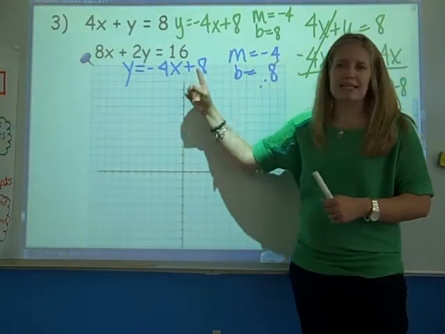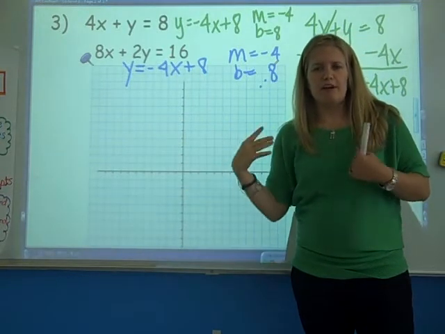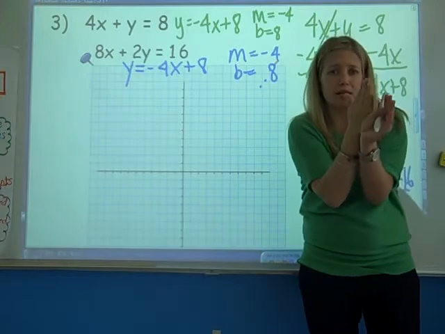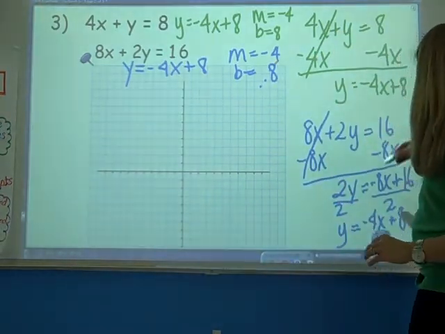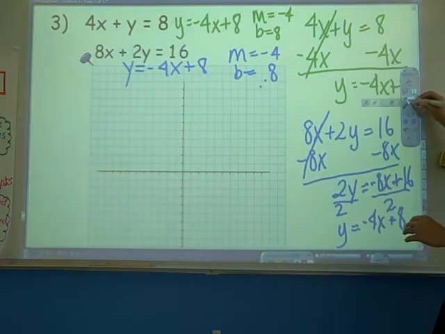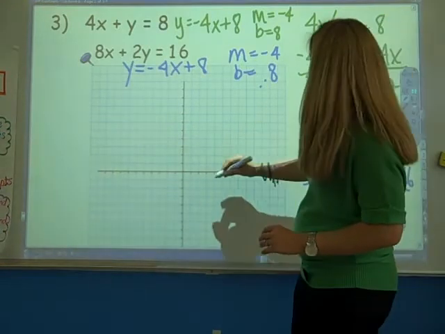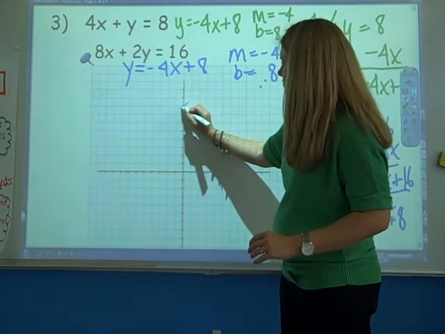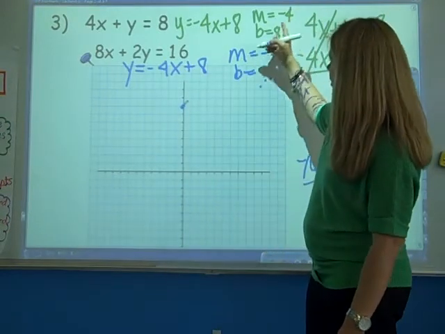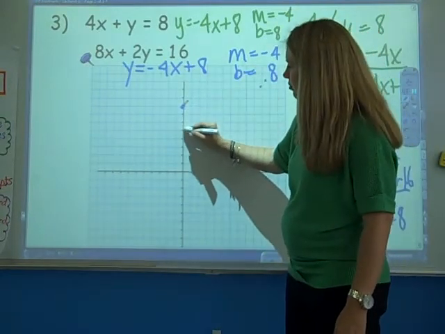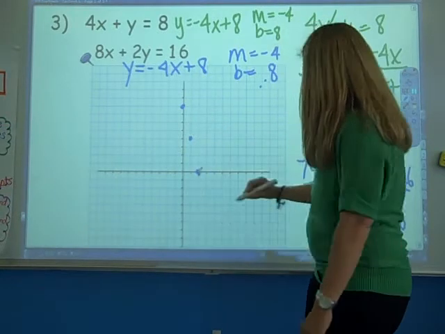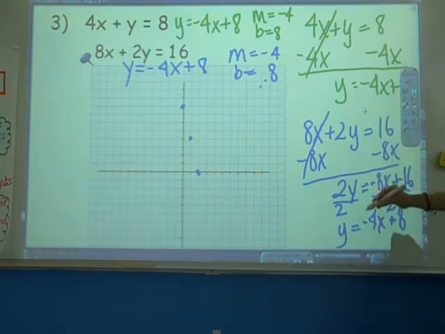Look, that's the exact same equation. If I plot them, I'm going to have them right on top of each other. They're going to have the exact same points. Okay, so let's plot them, and then we'll talk about what kind of an answer they have. B is 8. 1, 2, 3, 4, 5, 6, 7, 8. Your slope is negative 4, down 4. 1, 2, 3, 4. 1 to the right. Connect your points.